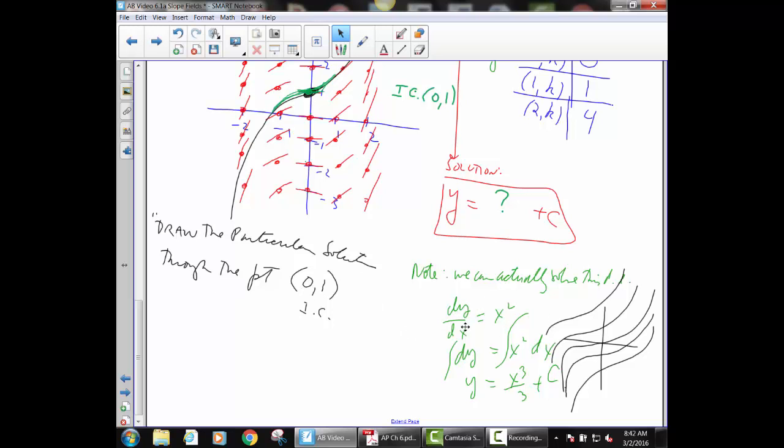If we actually did solve this differential equation by hand, we would get x cubed over 3 plus c. Here's x cubed over 3 plus 0. Here's x cubed over 3 plus 1. Here's x cubed over 3 plus 2. x cubed over 3 minus 1. And you can see that we kind of get a picture of what those graphs would look like without actually solving it.